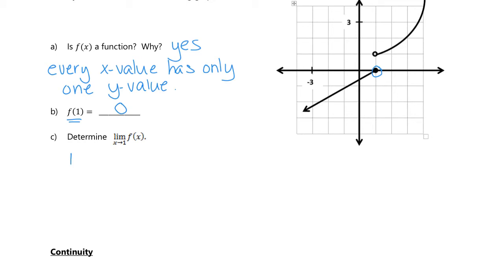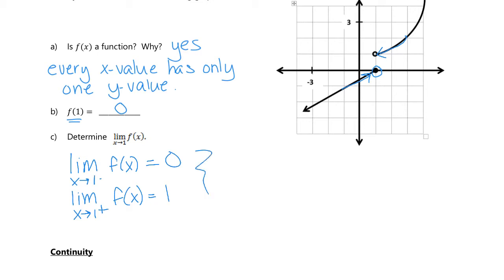Okay, so the limit as x approaches 1 from the left of our function. I take a look at it as it approaches 1 from the left, and I'm approaching the y value of 0. Then I'm going to find the limit as x approaches 1 from the right for my function. And approaching from the right, my function is approaching the y value of 1.